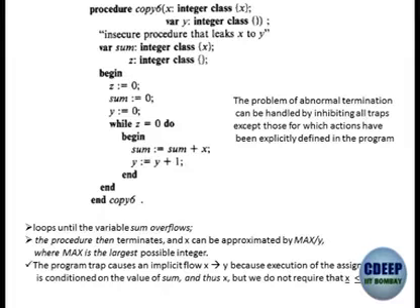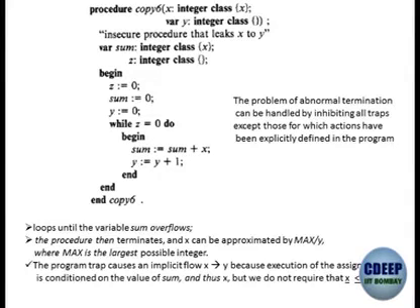The procedure then terminates, and x can be approximated by max over y, where max is the largest possible integer that can be held in a register. The program copy 6 causes a flow of x to y, because execution of the assignment is conditioned on the value of the sum, and thus x. But note that we don't require that x must be less than or equal to y.